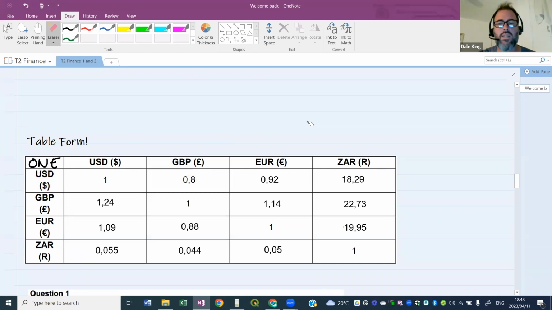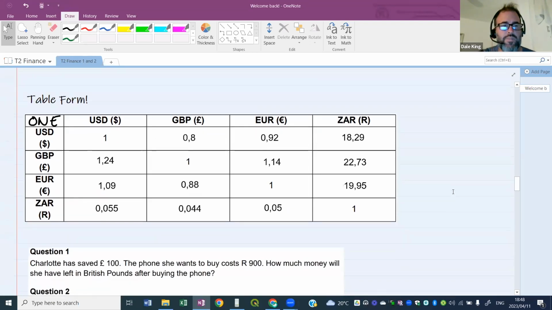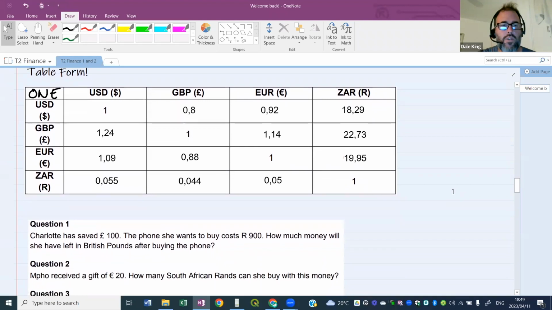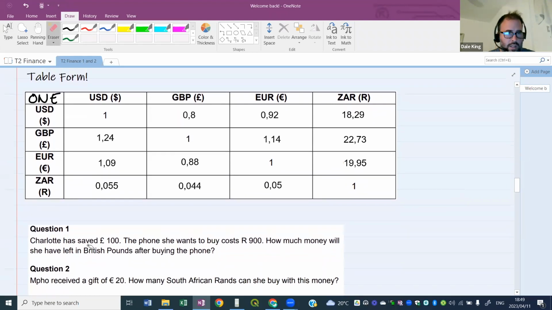You guys will find this easy, but the most important thing is to understand how the table works. All right, so let's go to question 1. It's time for you guys to work. Question number 1, I hope you can see it at the bottom.